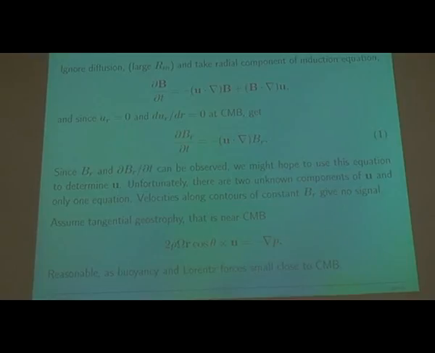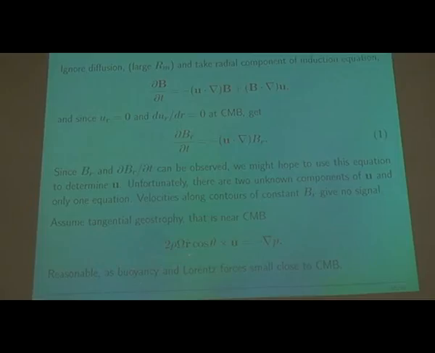So what do people do? Well, they have to make some extra dynamical assumption. You have to make some assumption about U, and there are various ones that have been tried in the literature. Probably the most successful is the one that's called tangential geostrophy.